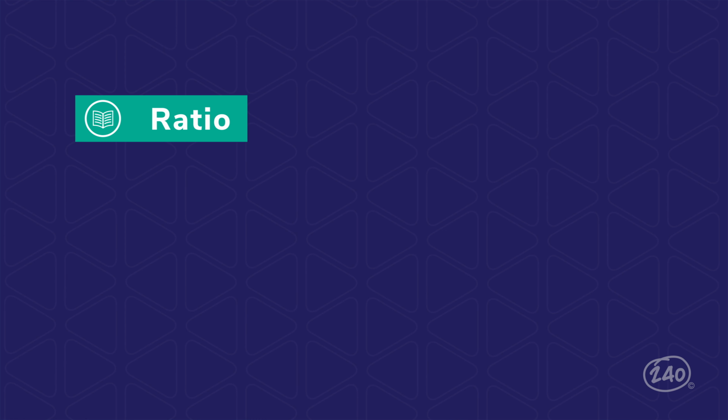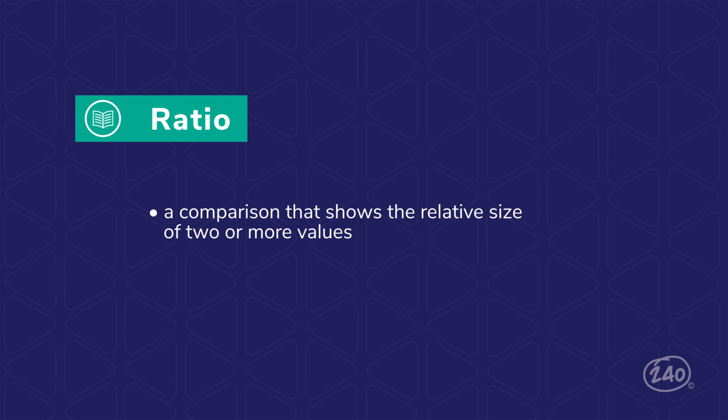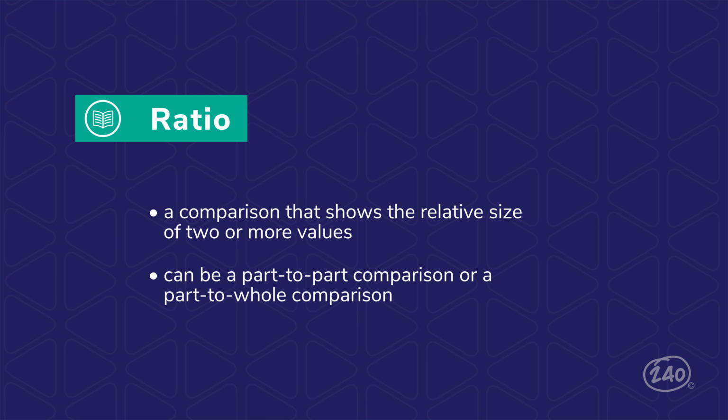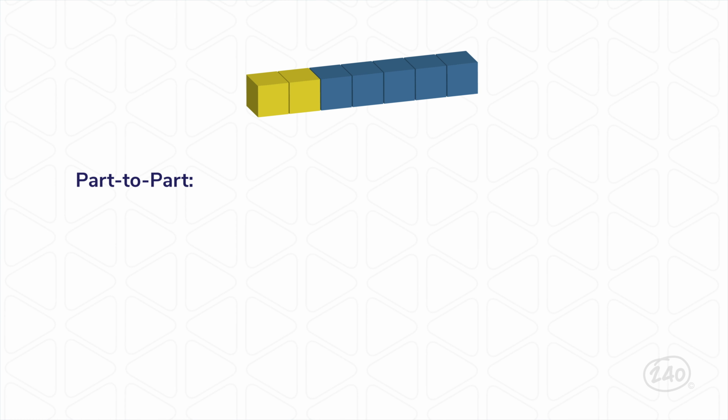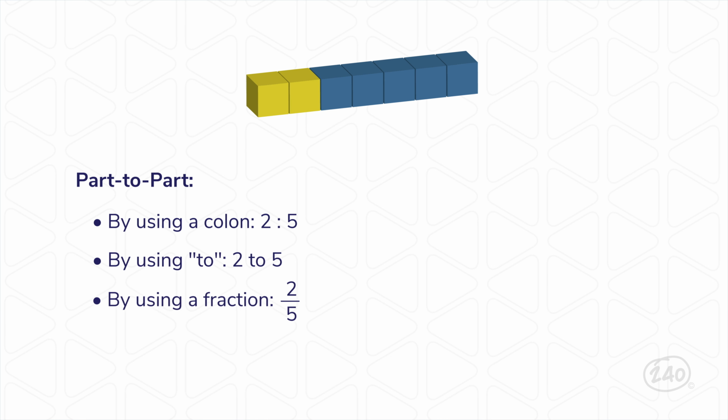Let's talk about ratios. A ratio is a comparison that shows the relative size of 2 or more values. A ratio can be a part-to-part comparison or a part-to-whole comparison. Let's see an example. Suppose there are 2 yellow blocks and 5 blue blocks. We can write the part-to-part ratio in several ways, using a colon, using the word "to", and using a fraction. All of these representations can be read as for every 2 yellow blocks, there are 5 blue blocks.